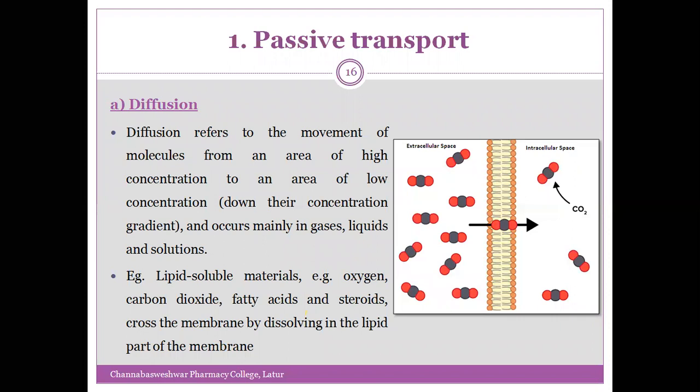So for example, lipid soluble materials such as oxygen, carbon dioxide, fatty acids, and steroids can cross the membrane by dissolving in the lipid part of the membrane, which can easily transport across the membrane. So this is about passive diffusion. Do you understand passive diffusion?